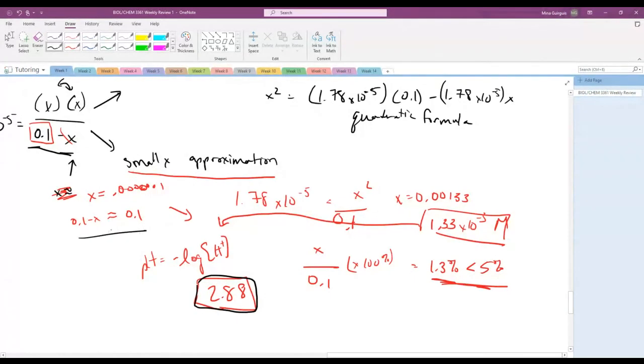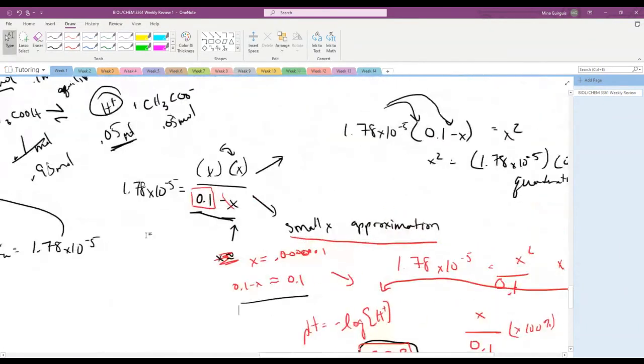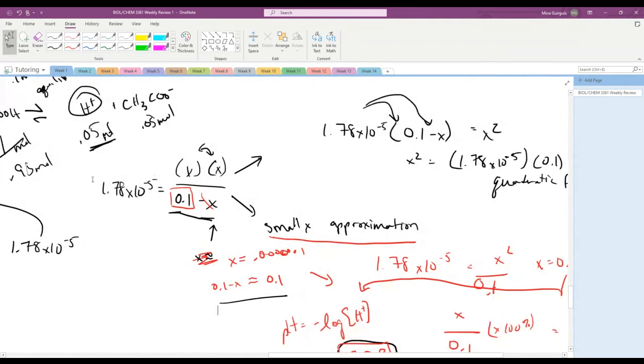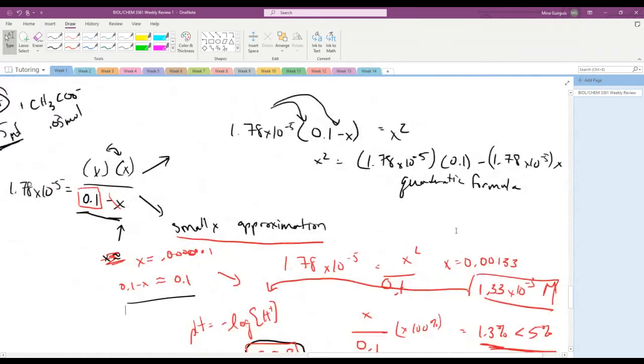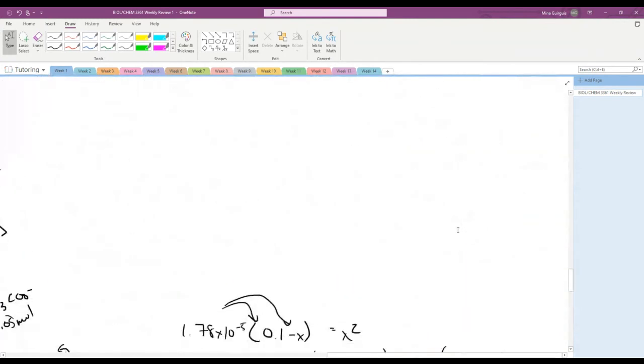This is close enough that it's okay, that it's valid. However, even using the small x approximation, I had to do an ice table, and then I had to convert my pKa to a Ka, and then I had to do the small x approximation and check the small x approximation. It just seems like a lot of work. So I'm going to show you guys the easier way.